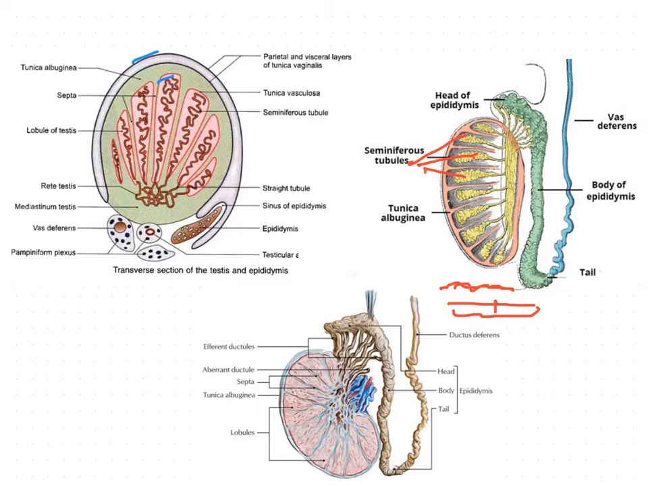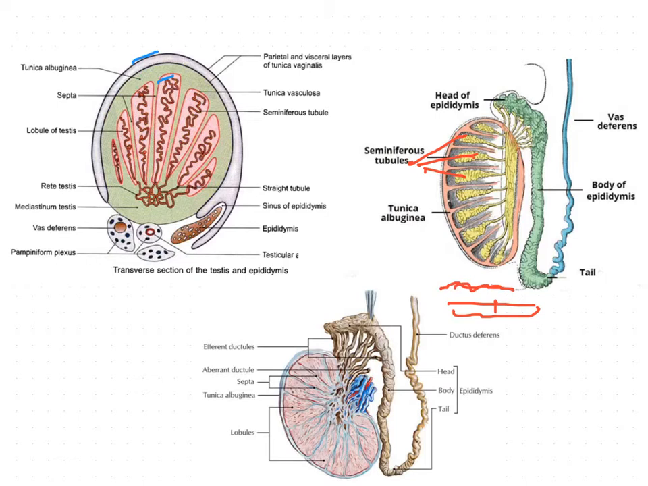The tubules are lined by cells which represent stages in the formation of spermatozoa. Okay, so the innermost layer of these tubules is lined by some specialized cells which represent the stages in the formation of spermatozoa. Okay, next.